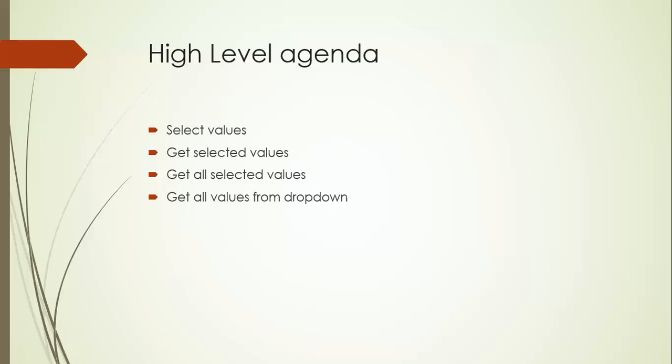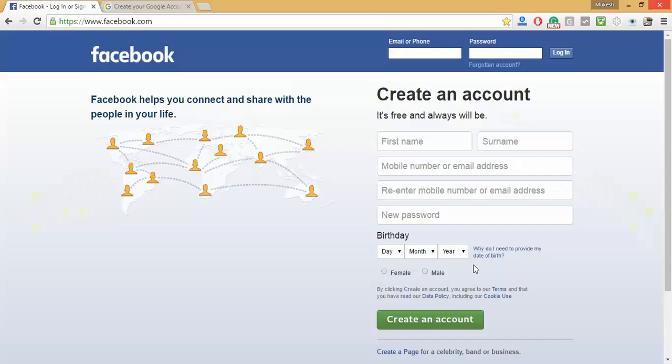So let's get started, and let me show you a big difference between the traditional drop down and the drop down which is coming now in a different format, which is your HTML5 drop downs. If you see Facebook, you will get a very traditional drop down. This drop down will come under the select tag.